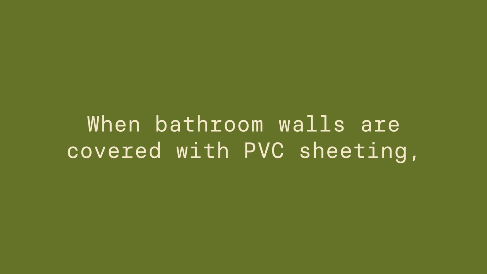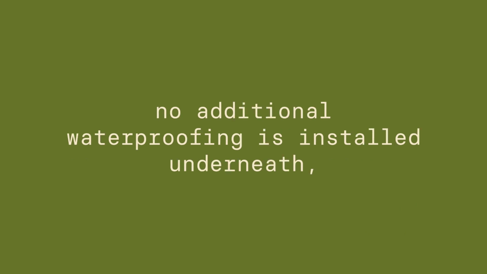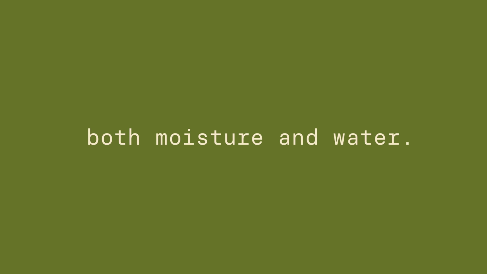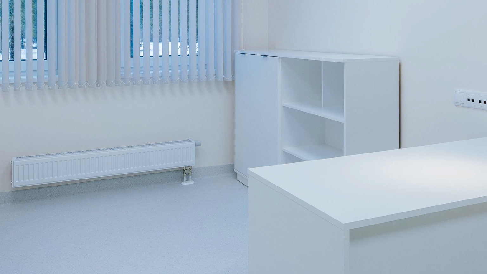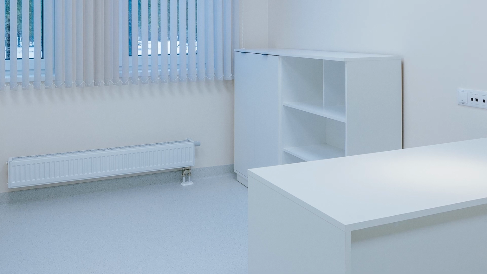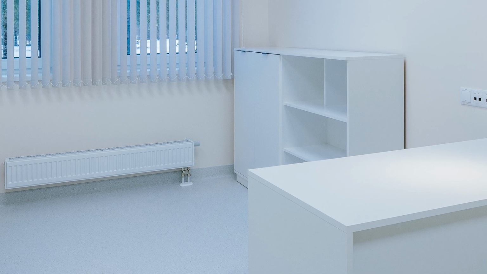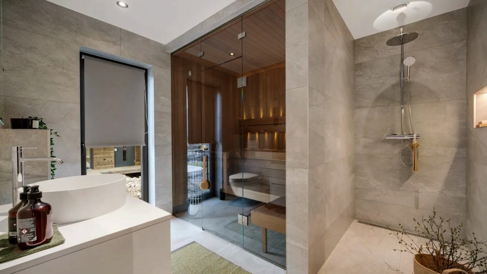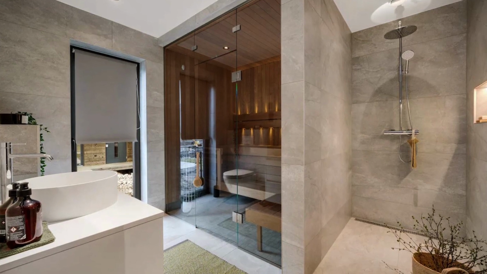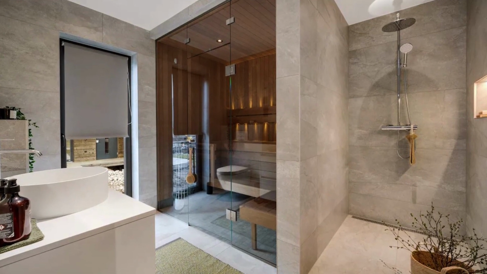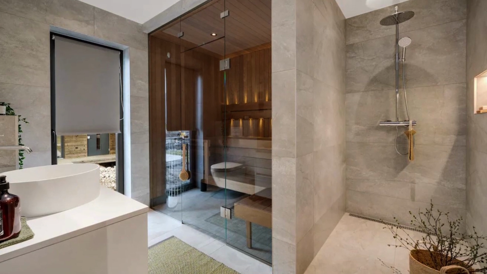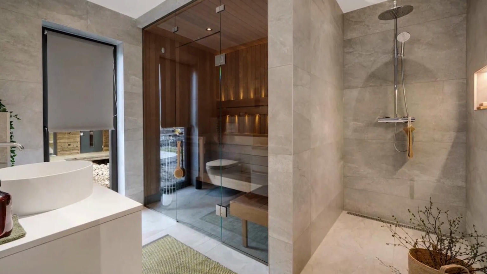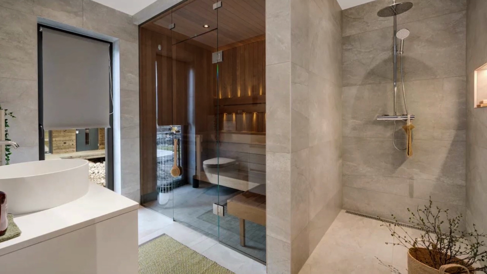When bathroom walls are covered with PVC sheeting, no additional waterproofing is installed underneath, as such covering is already a strong barrier against both moisture and water. Special attention must be paid to the PVC joints, ensuring they are strong and watertight, and that the areas around pipe penetrations and cable entries are securely sealed. In addition to ceramic tiles or PVC, moisture-resistant cladding panels can be used. In this case, it is necessary to be strictly guided by the installation requirements of a particular manufacturer.